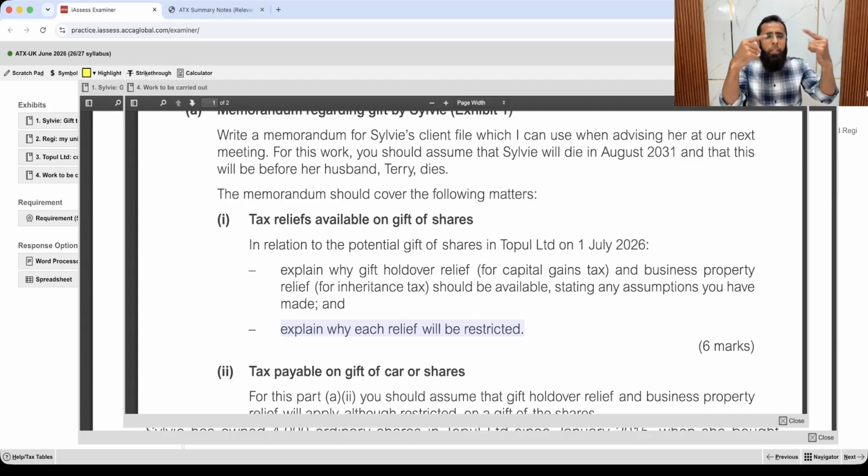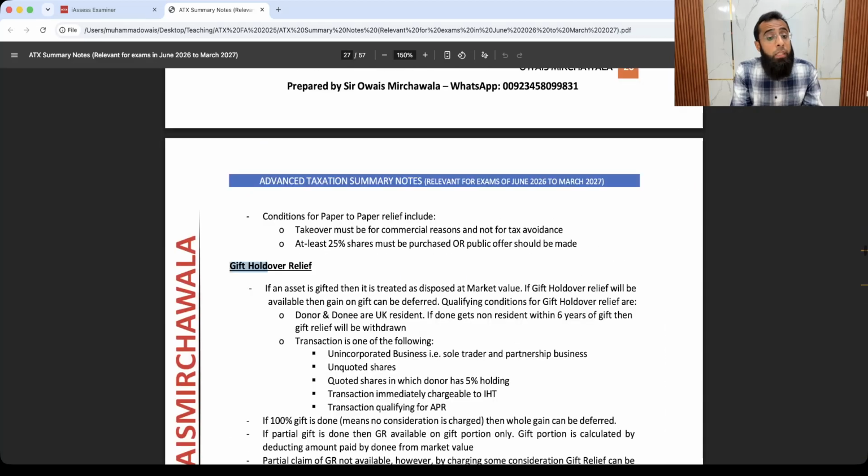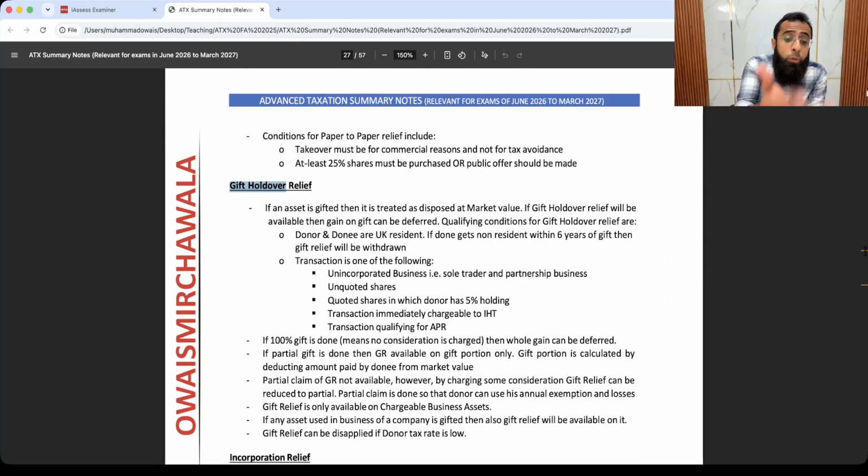So if I start thinking about gift holdover relief, please listen to me carefully. They are UK resident. It's a situation of the gift. So when these requirements get satisfied, the gift holdover relief becomes available. But wait a minute, if you don't remember the rules, what do you have to do? Currently, you are not in the examination. Just go to the summary notes. Write gift holdover relief. And here you go. You have all the rules in front of you.